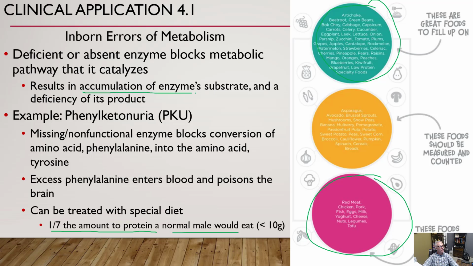it's an accumulation of that enzyme's substrate. We have a missing enzyme that blocks the conversion of phenylalanine, which is an amino acid, into tyrosine. So phenylalanine cannot be converted into tyrosine. So phenylalanine builds up in the blood, and it actually kind of poisons the brain. So eat less protein, eat less phenylalanine.